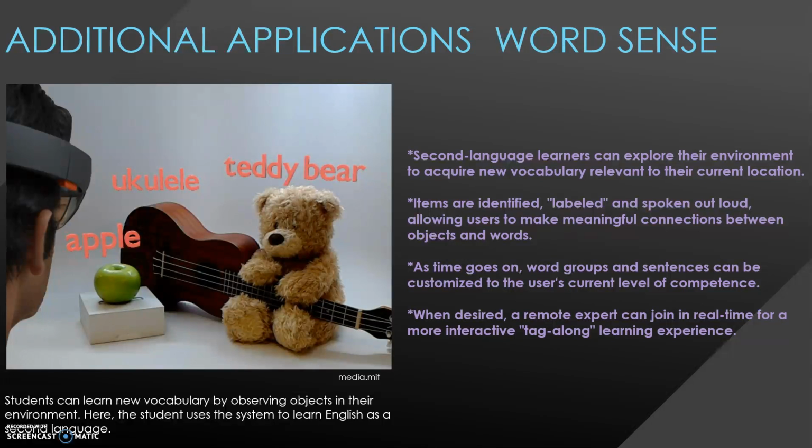And again, it says items are labeled and spoken out loud, allowing users to make meaningful connections between objects and words. As time goes on, word groups and sentences can be customized to the user's current level of competence. And when desired, a remote expert can join in real time for a more interactive tag-along learning experience. So I also thought that was really awesome. This is a great tool for English as a second language. And I thought this was really important and something that could really be helpful in the near future.